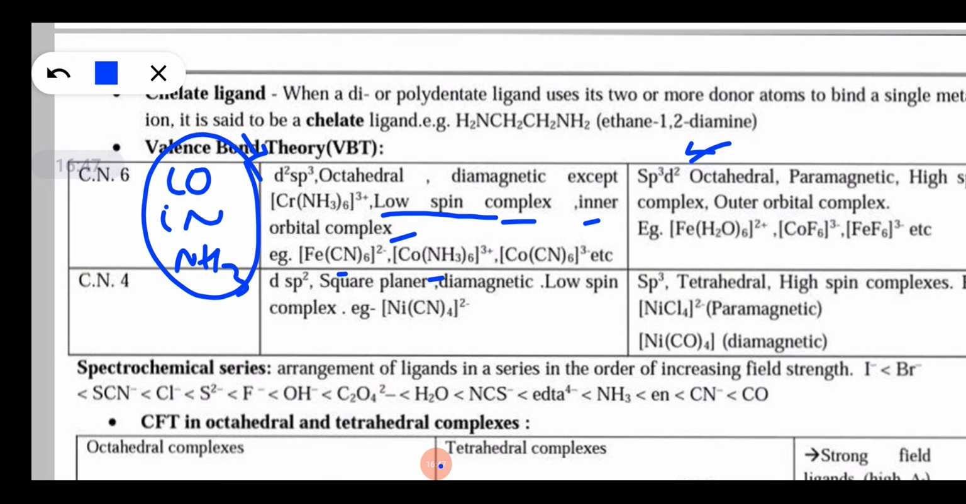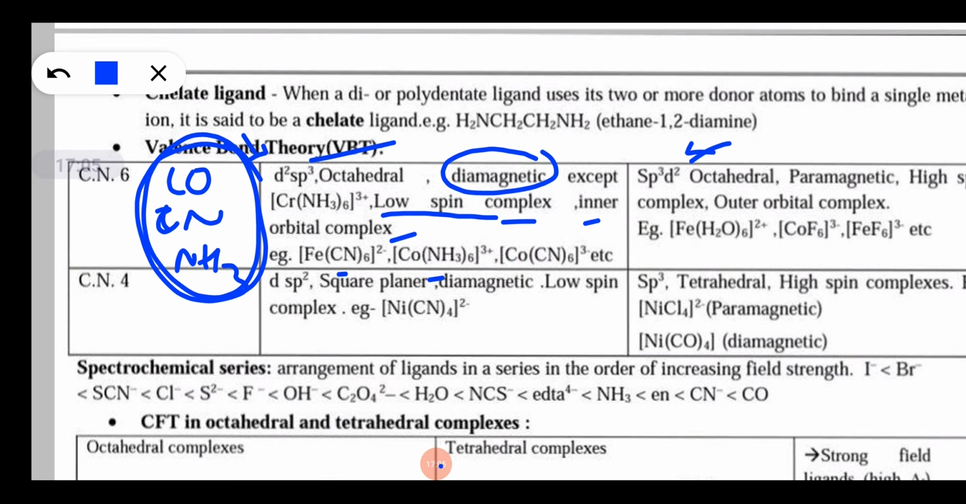Okay, and when pairing occurs then diamagnetic type of complex is formed. This is also very much clear. Automatically all these things will come in your mind if you know this point कि ये तीन is the strong field ligand and where these three ligands are formed inner orbital complex will be formed.